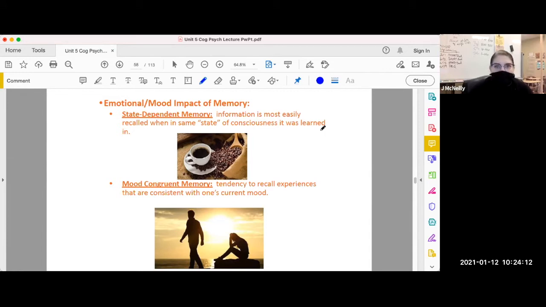Okay, so information is more easily recalled or retrieved if you're in the same state in which you learned it. Okay, that's a little bit different from mood congruent memory. Mood congruent memory is your tendency to recall experiences when you're in a certain mood or when you're in your feelings, right? But the mood has to be genuine.